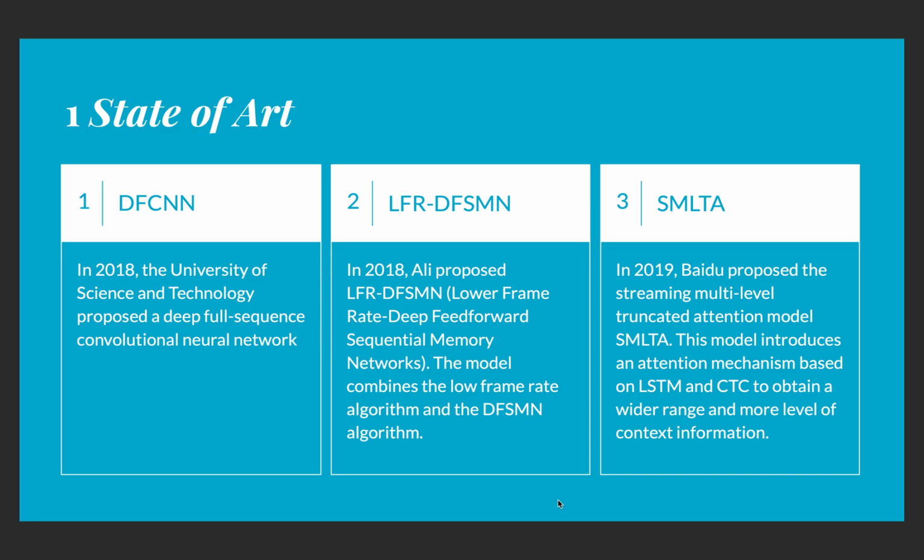The first one, in 2018, the University of Science and Technology proposed a deep full sequence convolutional neural network, which is called DFCNN. And also in 2018, Ali proposed a new structure, and this model combines the low frame rate algorithm and a DFSMN algorithm.